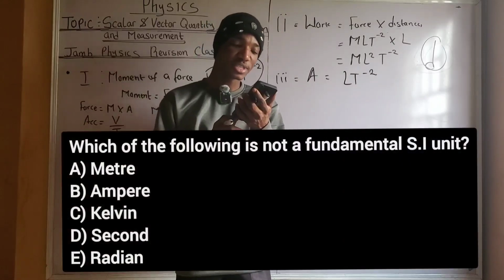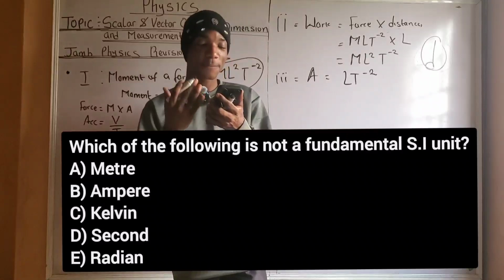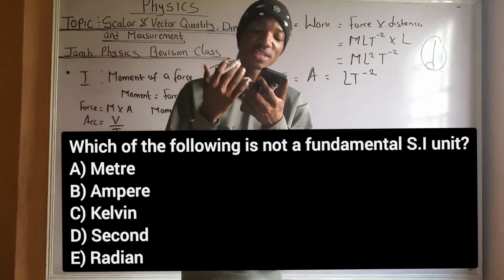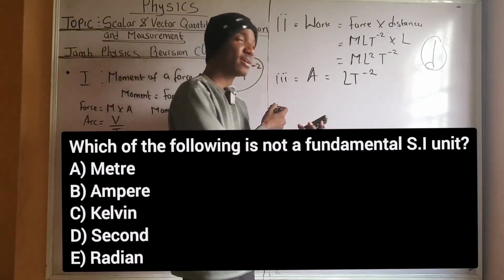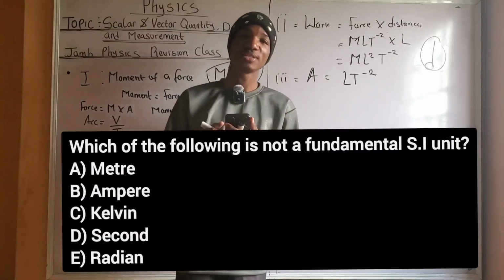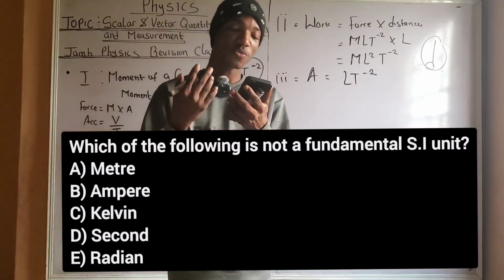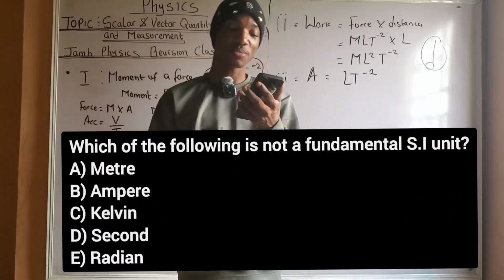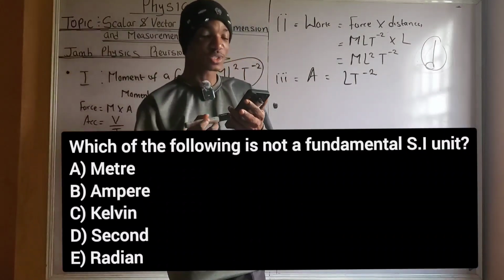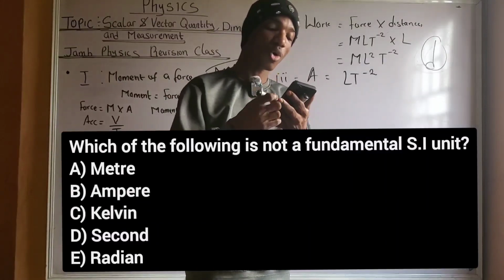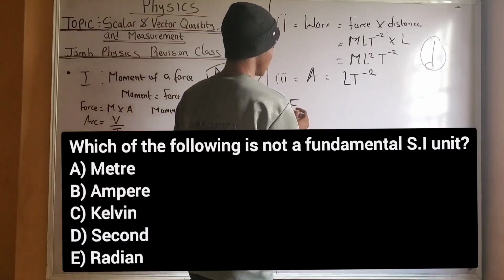Which of the following is not a fundamental SI unit? A. Meter, B. Ampere, C. Kelvin, D. Second, E. Radian. Okay, the first option we have meter. Meter is measured in length, you understand? Length is measured in meter, so that is a fundamental unit. Ampere, the unit of electric current, is ampere, so that's a fundamental unit. Kelvin, that is for temperature. Seconds is for time. So the correct option that is not a fundamental unit among our options is option E, which is radian, you understand? Option E is not a fundamental unit.